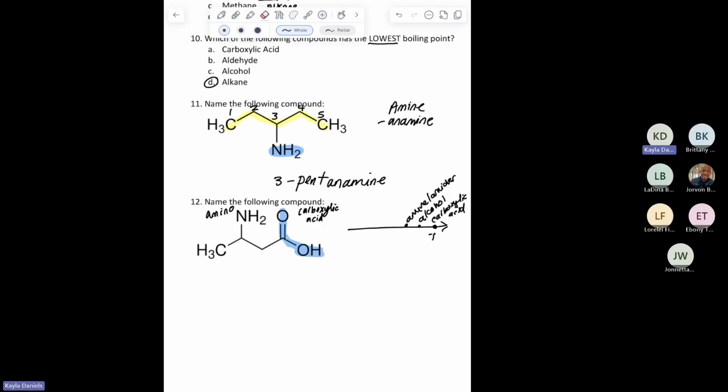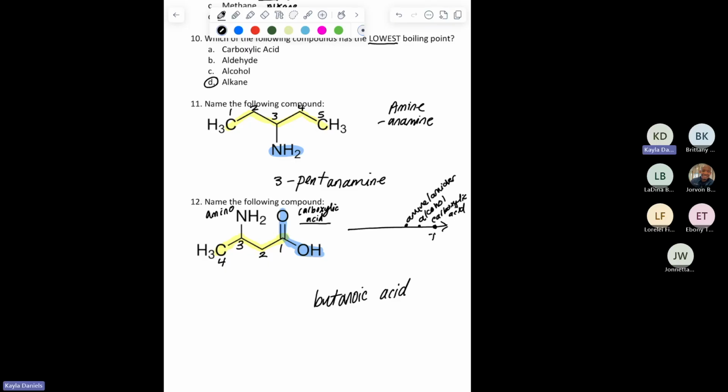All right, so we're going to name as if this was the only functional group. I figured out my functional groups. It's going to end in enoic acid. Now I need to figure out my longest carbon chain. So here we go: 1, 2, 3, 4. So it's going to end in enoic acid. 4 in the main chain, so bute.